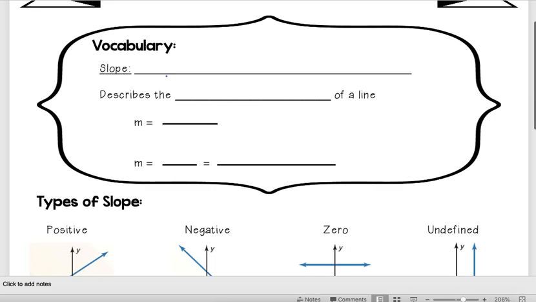So first, slope is a constant rate of change, or the constant rate of change. And so if you recall from 3.2b, when we were determining whether something was linear or not, and we were looking at the table, what we found when we made those fractions, that was our slope. That was our constant rate of change.